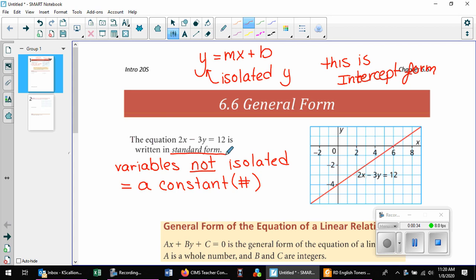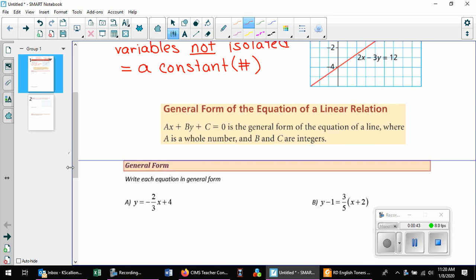General form. So y is isolated for intercept form, equal to a constant. In general form, everything is on one side and it's equal to 0.